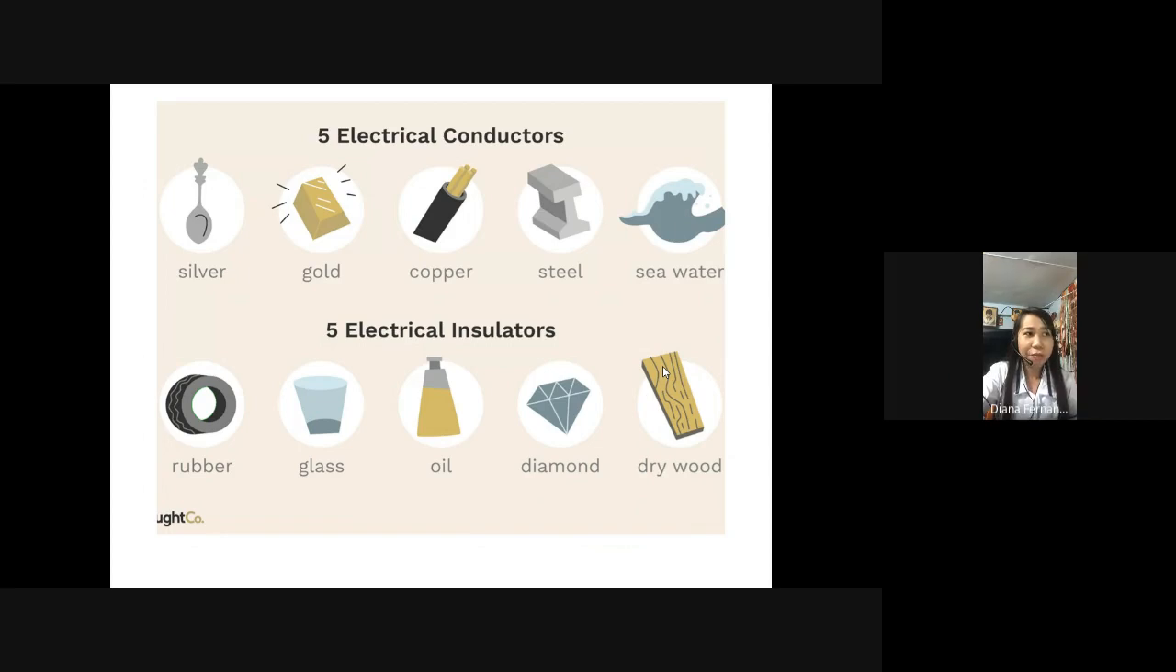Ayan, so we have 5 examples of electrical conductors and 5 examples of electrical insulators. Ano ba yung mga conductors? Sila po yung mga dinadaluyan ng kuryente. So we have silver, gold, copper, steel, and seawater. Yes. Ano yung mga hindi dinadaluyan ng kuryente? Example, rubber, glass, oil, diamond, and dry woods. Yan yung mga insulators.